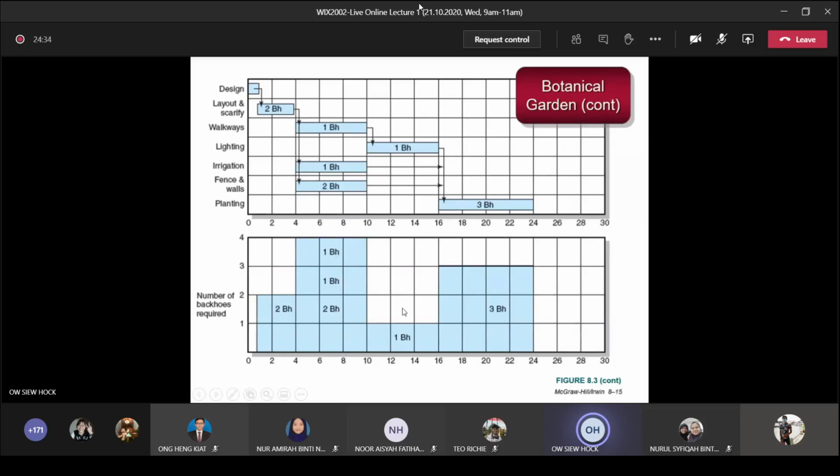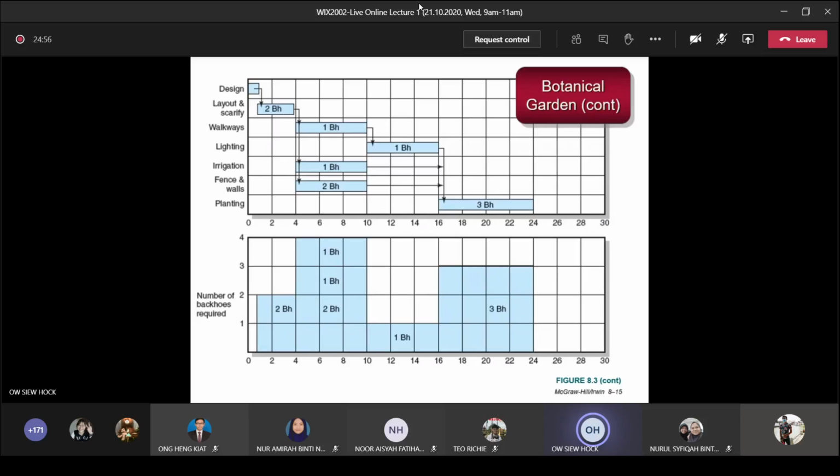Next, followed by 1 BH from period 10 until period 16. And lastly, 3 BH from 16 until 24. So you can see there's a fluctuation. This one is minimum 2, then goes up to 4, then down to 1, and then up to 3. So you can see up, down, up, down. That's called the fluctuation of the resources you require.